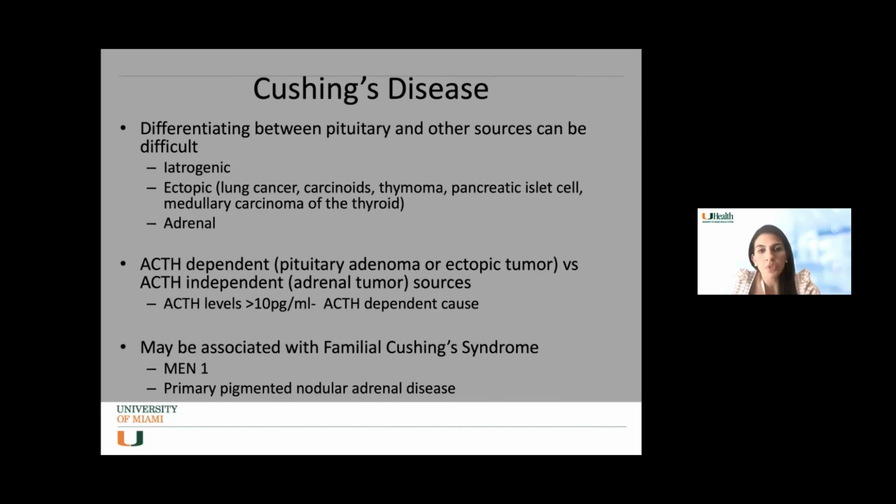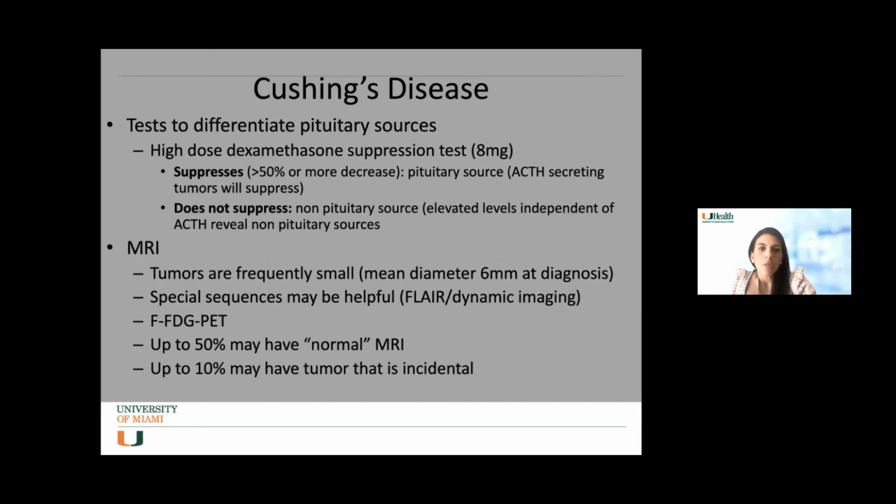So we talk about Cushing's disease as ACTH dependent, in the setting of an adenoma or an ectopic tumor, or ACTH independent, where you have adrenal sources. ACTH levels of greater than 10, sometimes people say 20 as well, can signify an ACTH dependent cause. And then there can be some genetic causes that can be associated with familial Cushing's. So we talked about some of the initial tests.